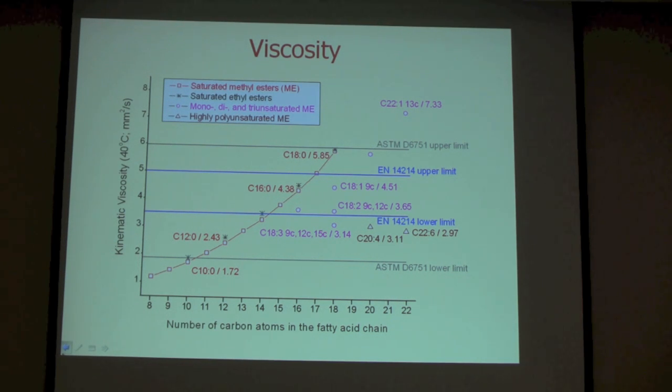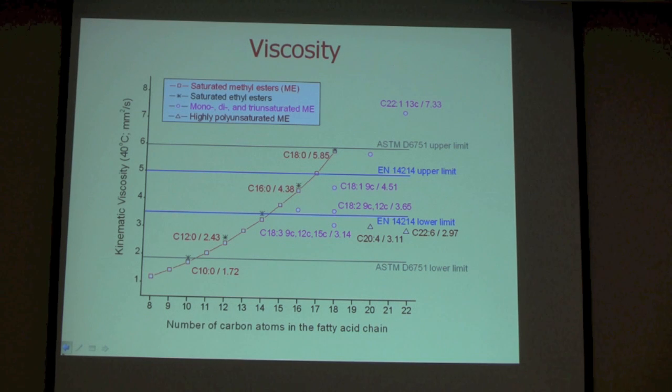ASTM 6751 is more generous. It goes between 1.9 and 6.0. So essentially, it pretty much allows all potential biodiesel components for using a biodiesel fuel.